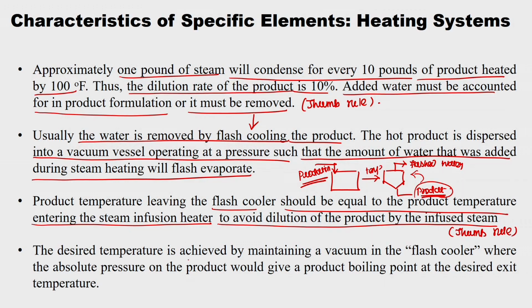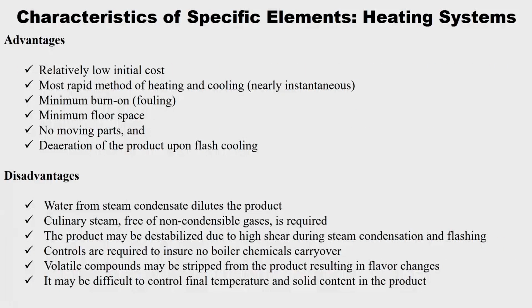Okay. So the desired temperature is achieved by maintaining a vacuum in the flash cooler, as we have already told, where the absolute pressure on the product would give a product boiling point at the desired exit temperature. So this is what we have just discussed. The product sensible heat is used by the water to flash evaporate.